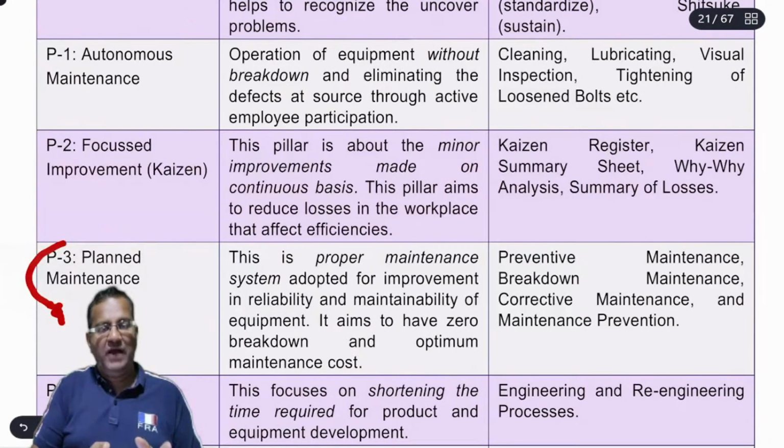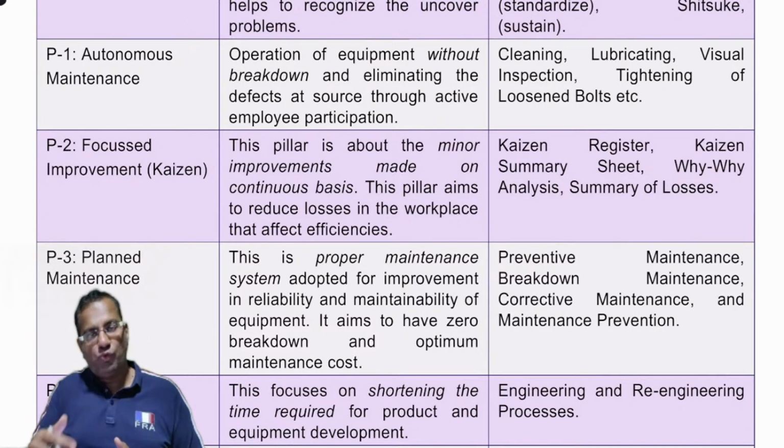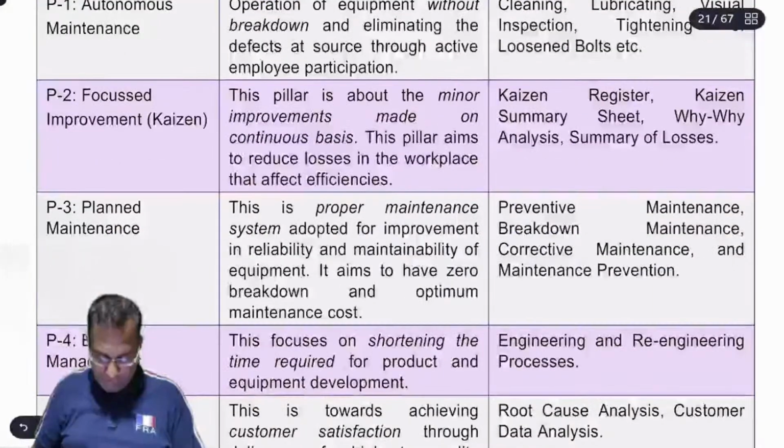Every machinery has a scheduled maintenance, planned maintenance. Some machinery require planned maintenance a month, a quarter, or a year. It depends on the machine. It depends on the manufacturer condition. So this is the proper maintenance system adopted for improving the equipment.